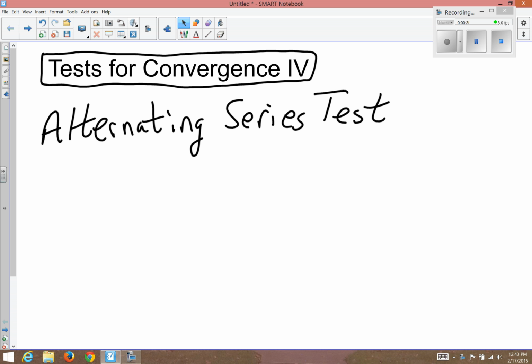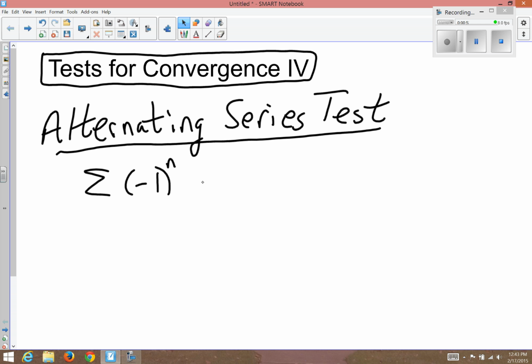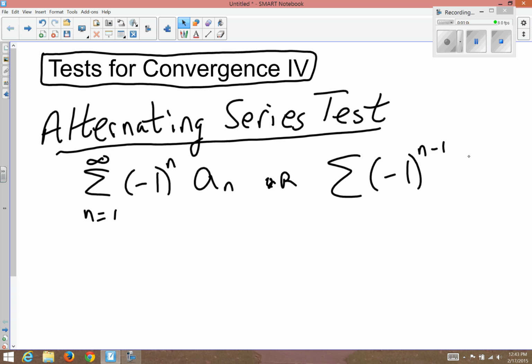When the terms of a series alternate signs, positive, negative, we call the series an alternating series. It could appear like this: sigma -1 raised to the nth power times a sub n, or it could look like this: sigma -1 to the n minus 1 times a sub n, and both of these are n starting somewhere, usually 1, and going to infinity.